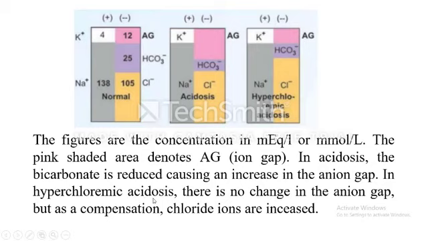In hyperchloremic acidosis, where the chlorine is involved, what happens? There is no change in anionic gap. You see, it is the same. The anionic gap is the same, but what happens? The chlorine ion concentration increases.